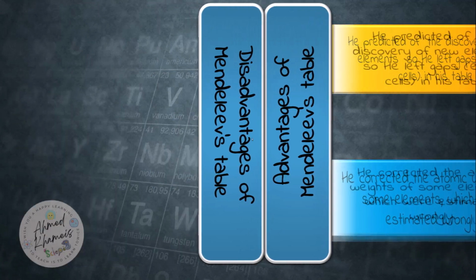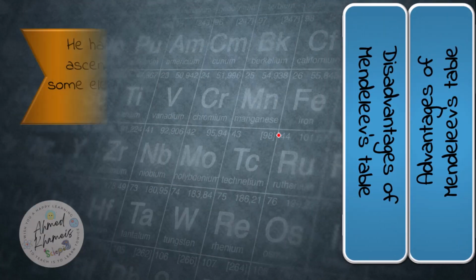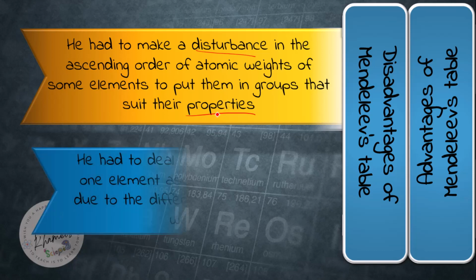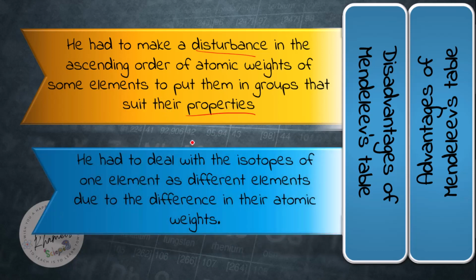And the disadvantage of Mendeleev's table is that he had to disturb the ascending order of the atomic weights of some elements to put them in groups that suit their properties. So in order to put the elements in their proper position in the periodic table, he had to disturb the ascending order of the atomic weight. And he had to deal with the isotopes of one element as different elements due to the difference in their atomic weights.